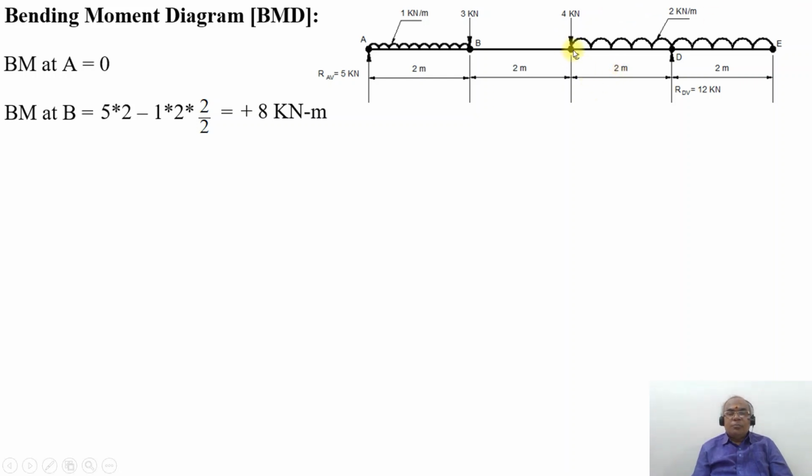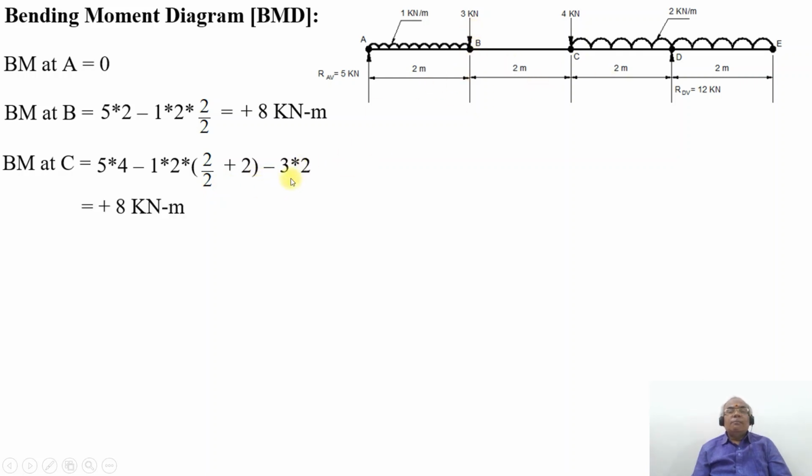Similarly, bending moment at the point C will be equal to plus 5 into 4 minus 1 into 2 by 2 plus 2, since the center of the UDL is at that distance from C, then minus 3 into 2, which will be equal to plus 8 kilonewton meter.